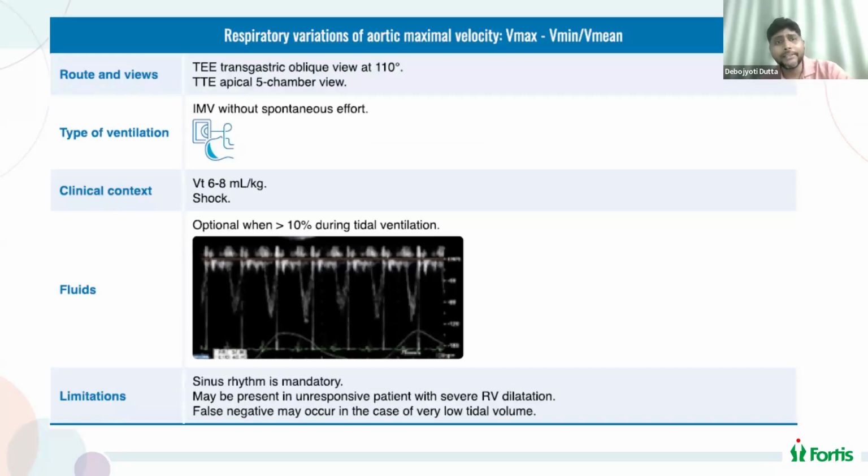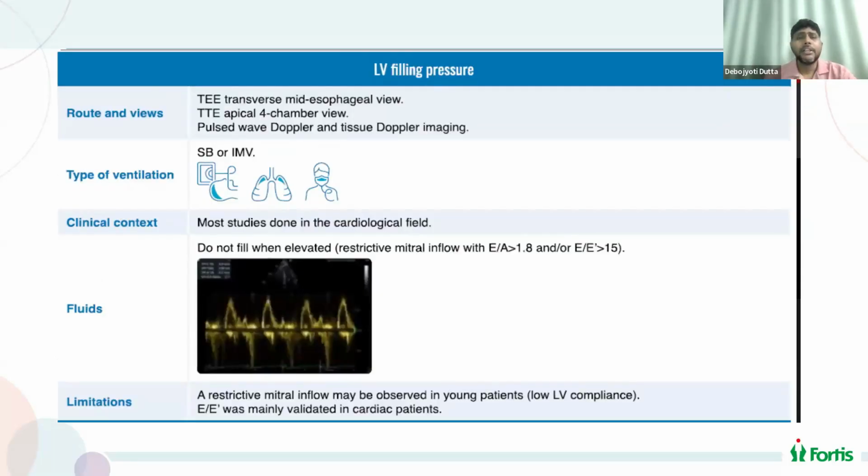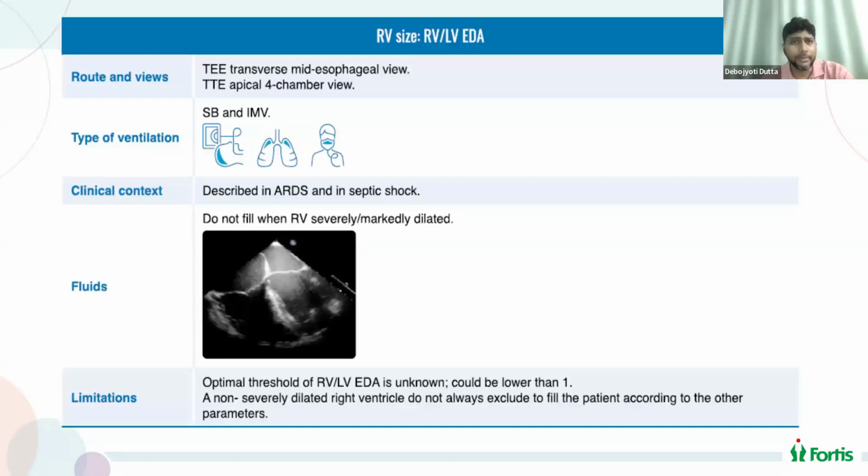A few echocardiographic findings can help us in the assessment of fluid responsiveness. One is the respiratory variation of aortic maximal velocity. If it is more than 10% during tidal ventilation on the mechanical ventilator, this is a very good predictive value of fluid responsiveness. Now, LV size, as I already mentioned, is the left ventricular end-diastolic area. If it is pretty low, you can give the fluid, but it is also a static variable. LV filling pressures: if there is a restrictive mitral inflow pattern, we should be cautious about giving the fluid. Most of the patients are not very fluid responsive in this situation.